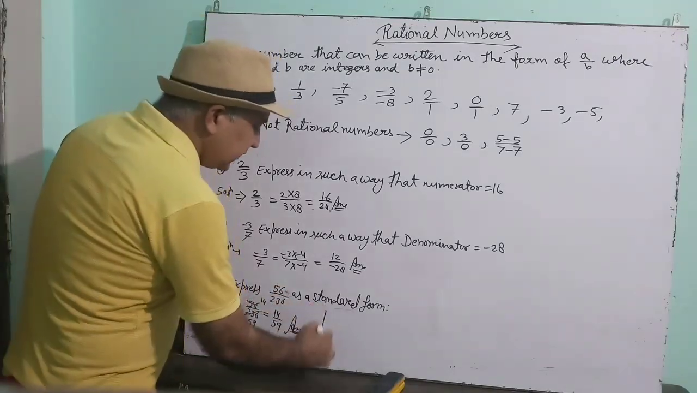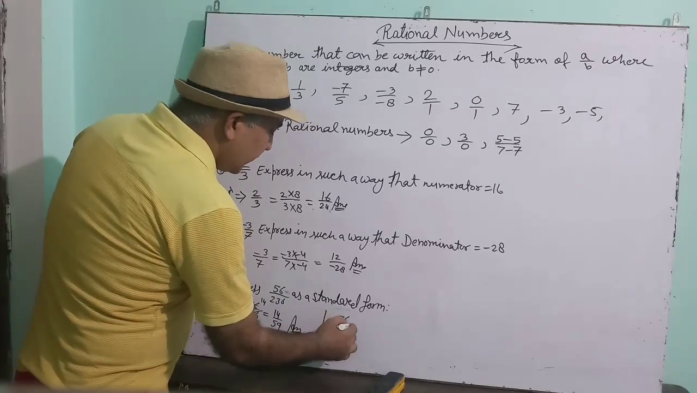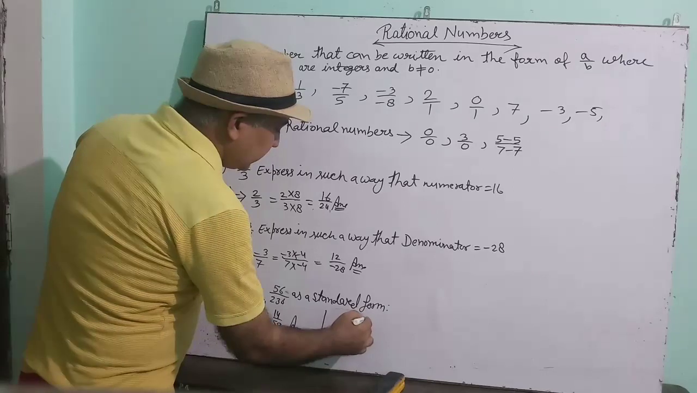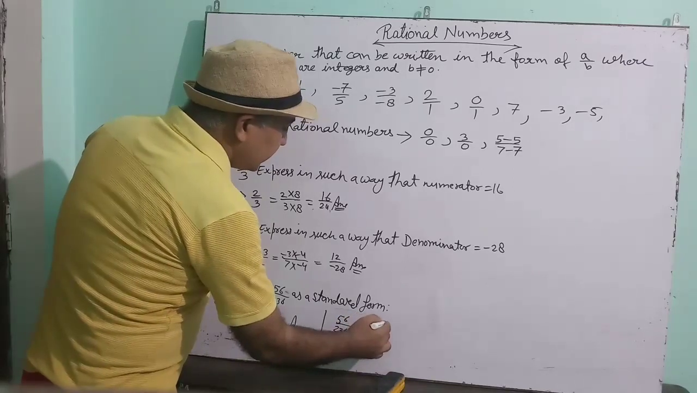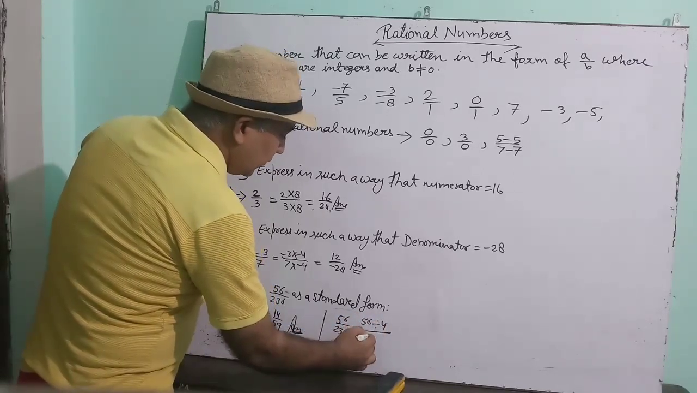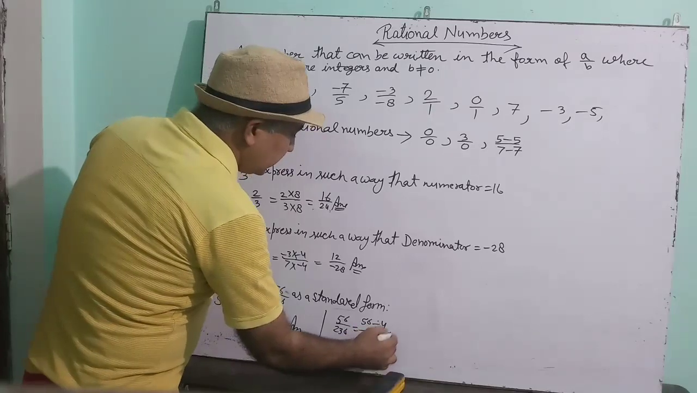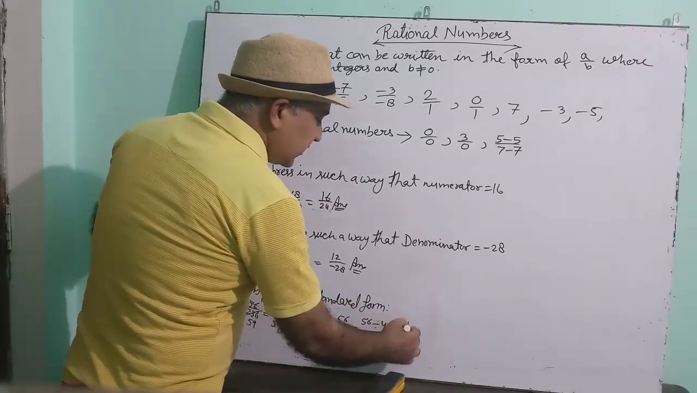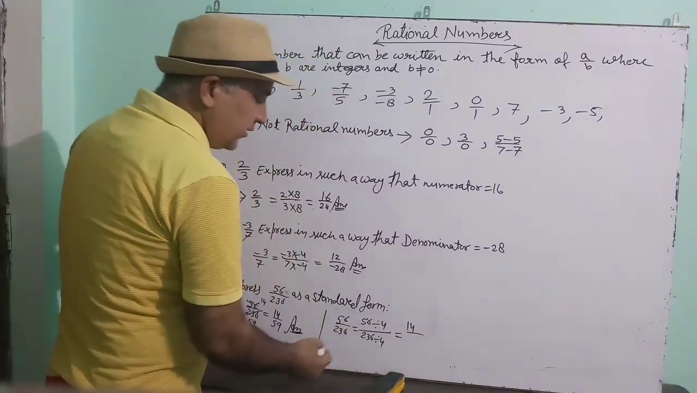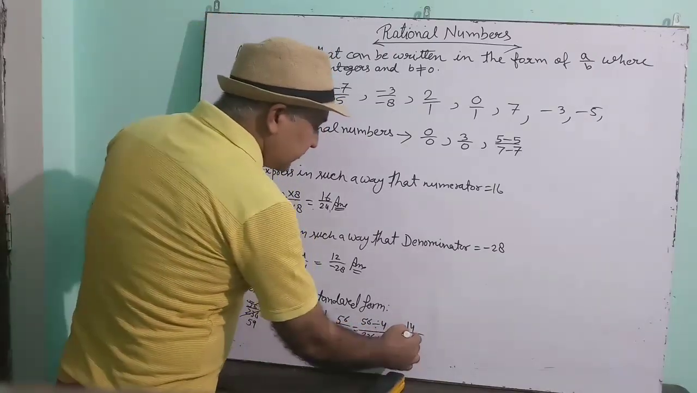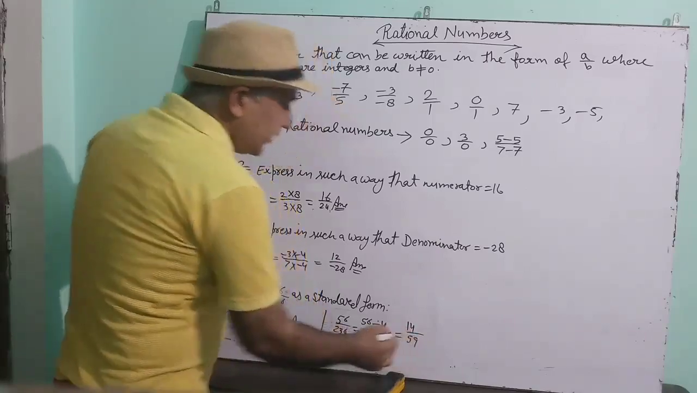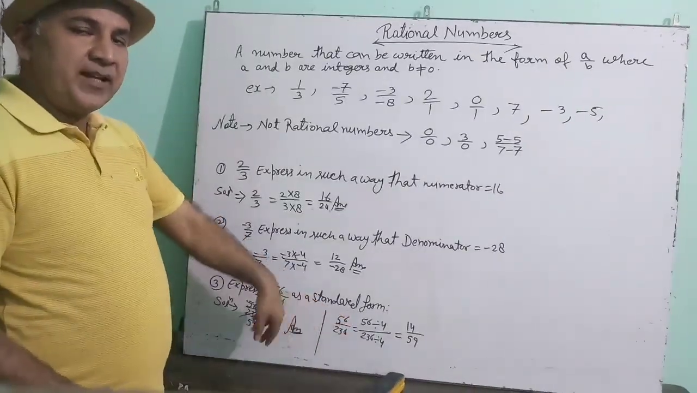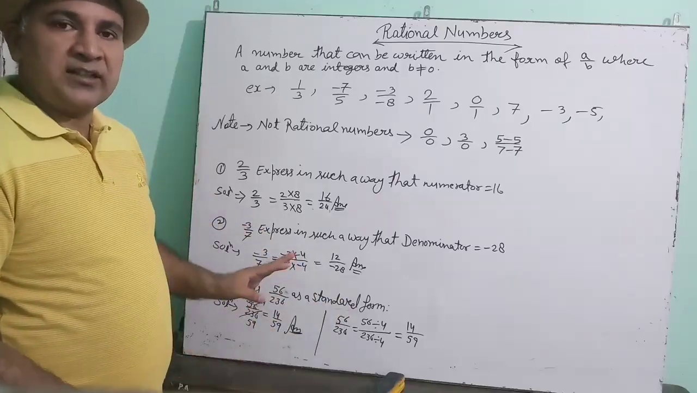See what is the method here? 56 upon 236. 56 is divided by 4 and 236 is also divided by 4. When 56 is divided by 4, 14 is coming, and 236 is divided by 4, then 59 is coming. Okay, so this is the method. Any one method you can follow, both are correct.